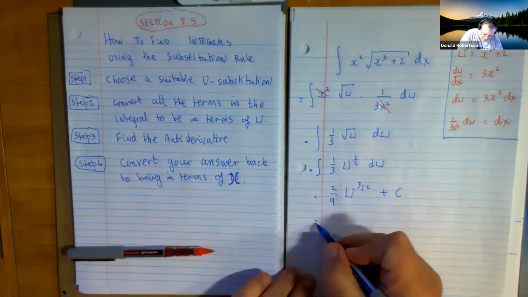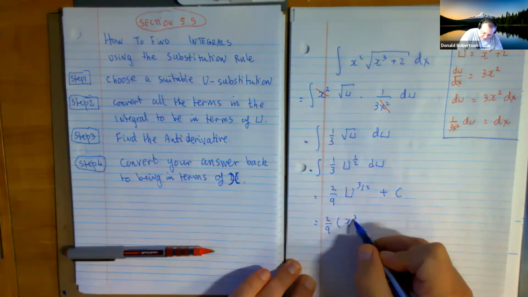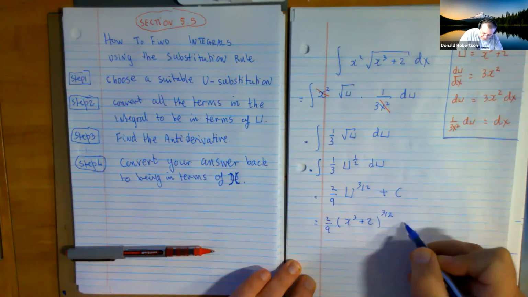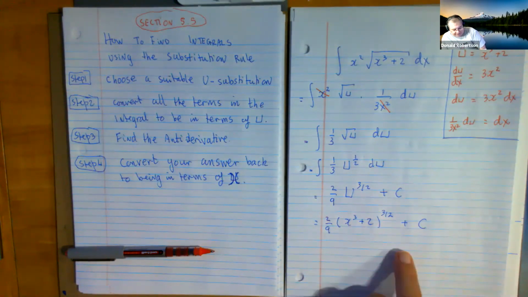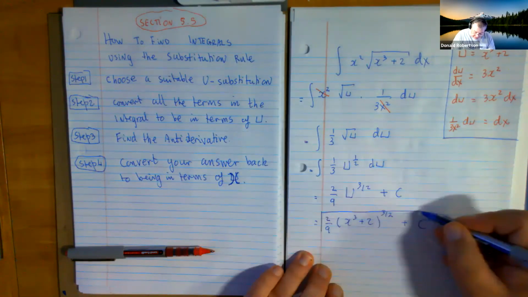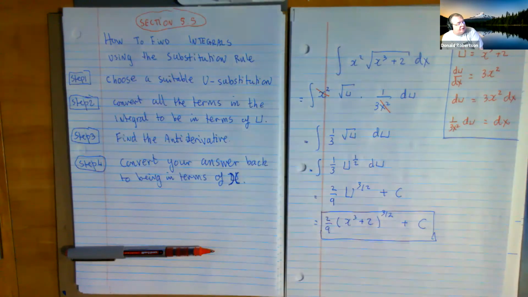So 2/9 times x cubed plus 2, because that's what u was equal to, all raised to the power of three halves, I'd say. And as far as WebAssign is concerned, they will accept that as a valid answer. And so if you type it in, there's nothing I can do to stop you. You'll get the points, and that's fine.